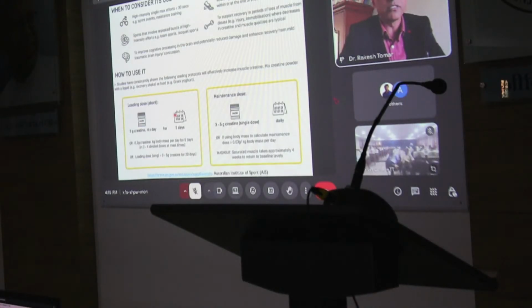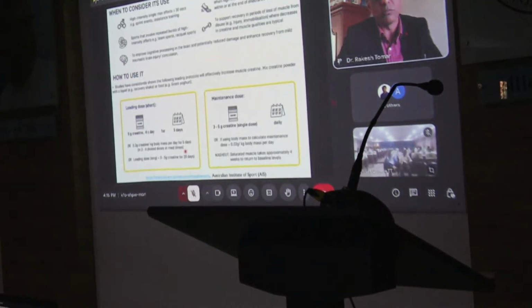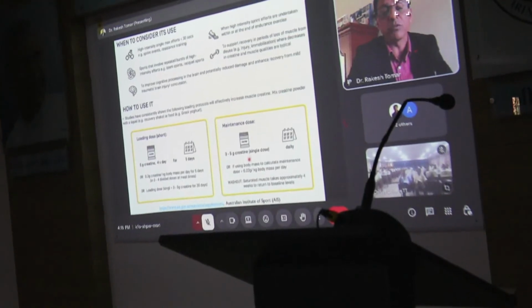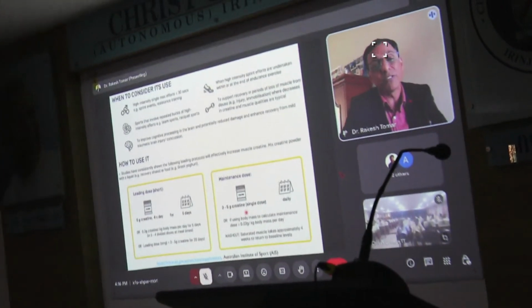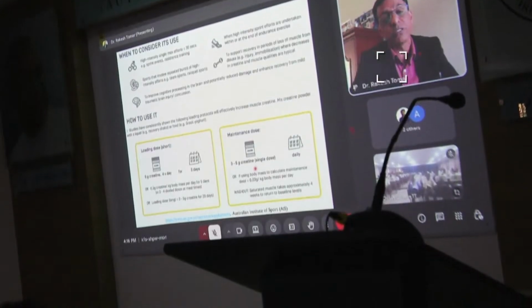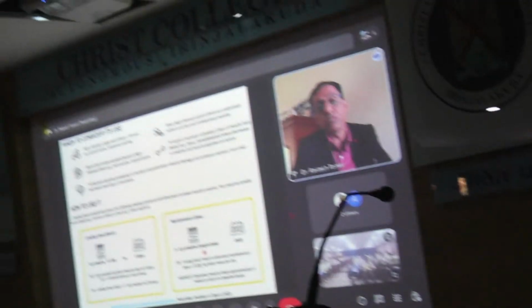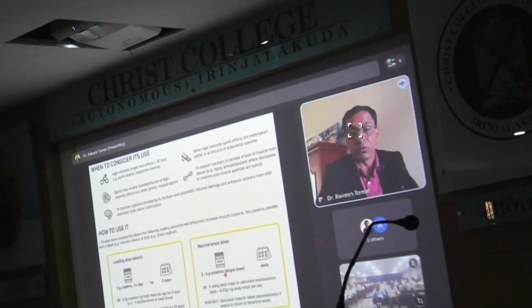Now you can use it in the loading phase. You can take 5 grams of creatine 4 times in a day, for 5 days, okay? Or you can take 0.3 grams of creatine per kg of body mass for 5 days, divided into 3 or 4 doses, if you want to go by your body weight. And for the maintenance phase, you can take around 3 to 5 grams of creatine, just a single dose. It means for the first 5 days you take it 4 times a day, and after 5 days you switch to just one single dose. Okay.